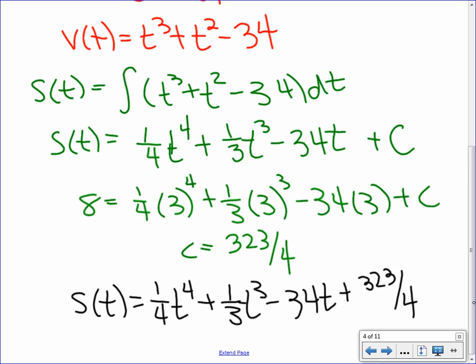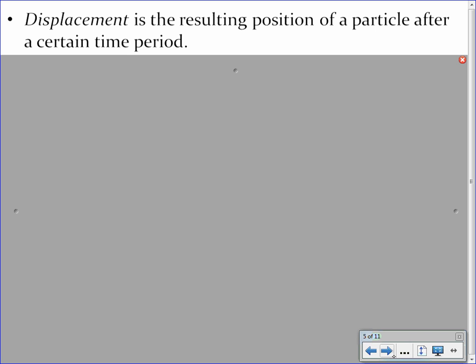These problems should be simple enough. It's going to be good practice for your integration because it's been a couple weeks since we've actually integrated by hand. These, you don't have a choice to use your calculator, do you? Okay. Let's move on to distance versus displacement.